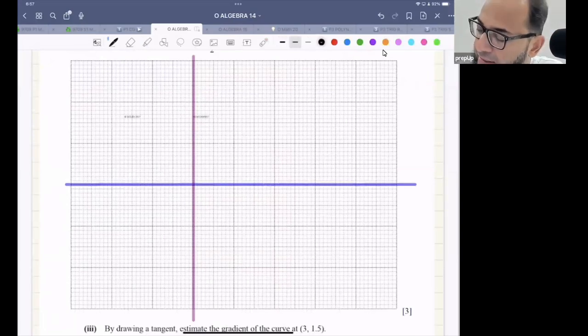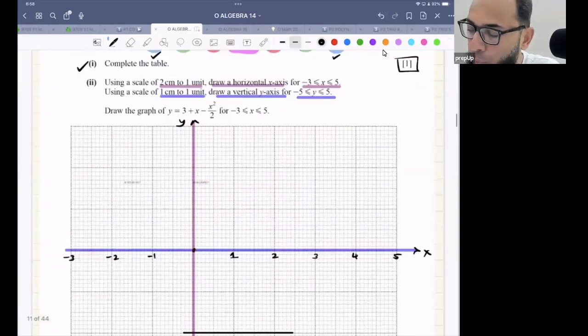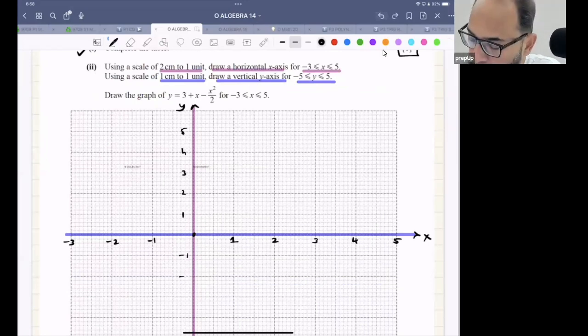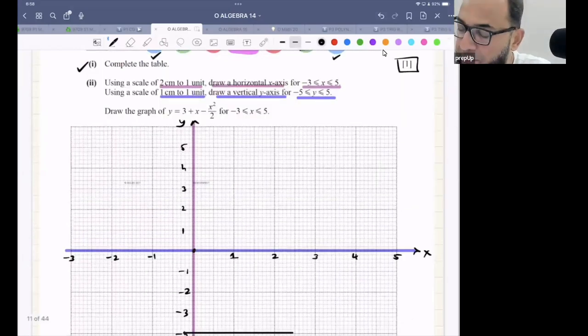Going to the black marker, this is the x, this is the y, this is 0, 1, 2, 3, 4, 5, -1, -2, -3. Edge to edge we are working. And then at 1 it's 3.5. I need to label this. 1, 2, 3, 4, 5, -1, -2, -3, -4, -5. So at 1 it's 3.5. It's right over here. Let me use a red marker.